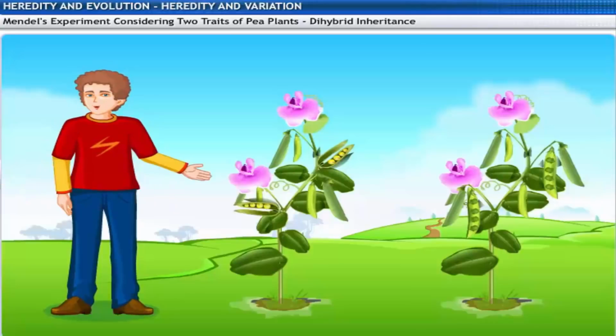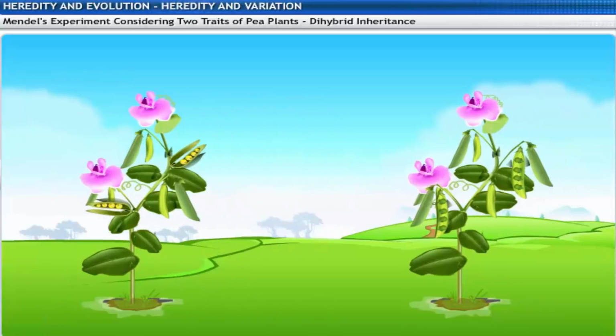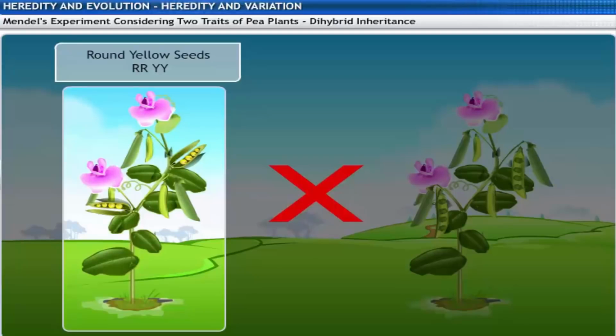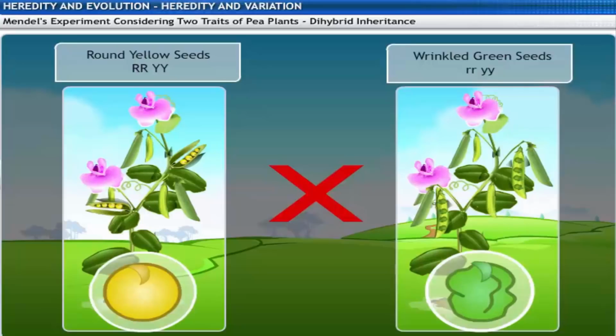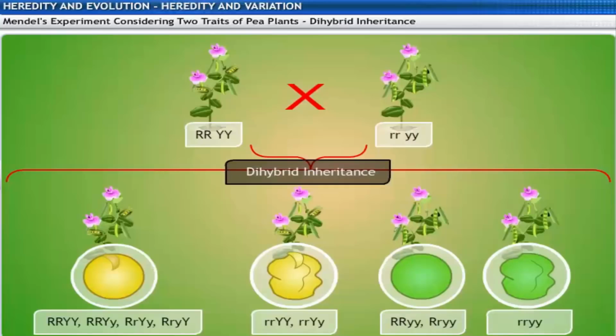What happens when pea plants of two different characteristics are bred with each other? That's an interesting question. Let's consider a hypothetical situation. We cross a plant producing round and yellow seeds, uppercase RR and uppercase YY, with a plant producing wrinkled green seeds, lowercase rr and lowercase yy. The inheritance of two such characters is known as dihybrid inheritance.